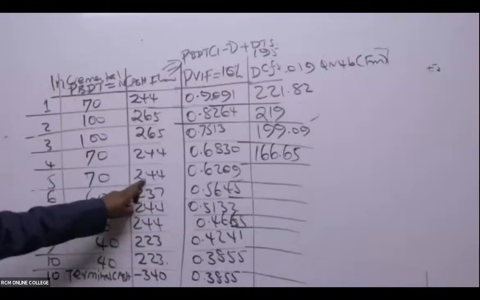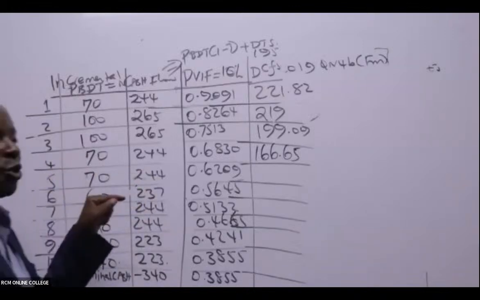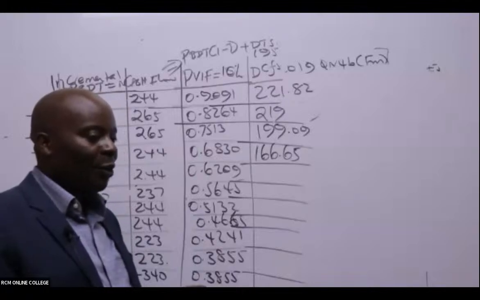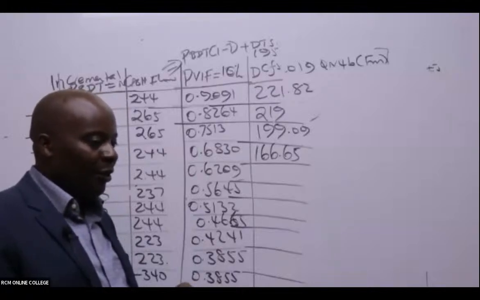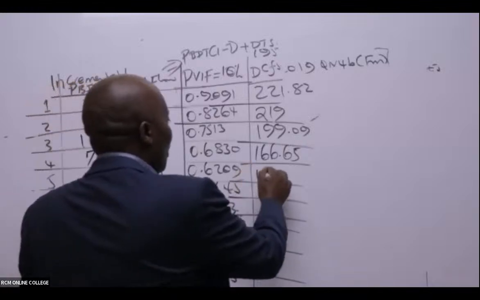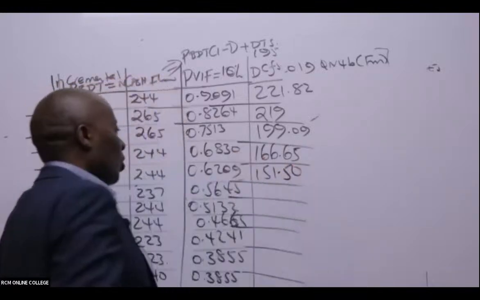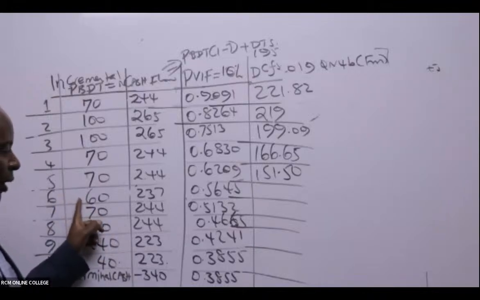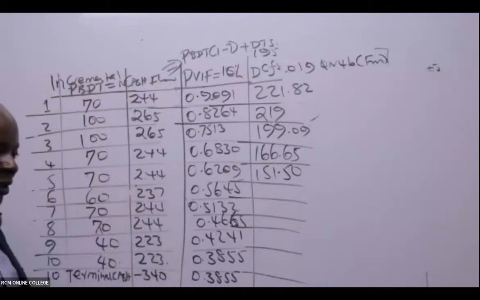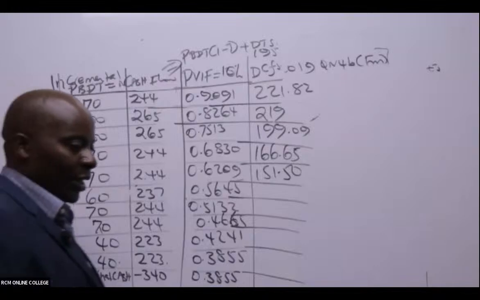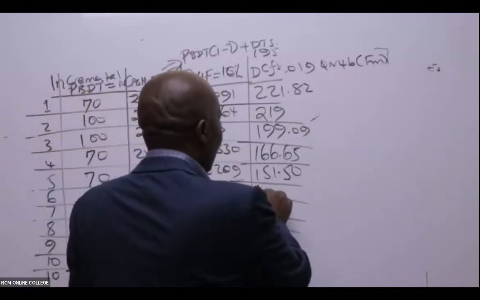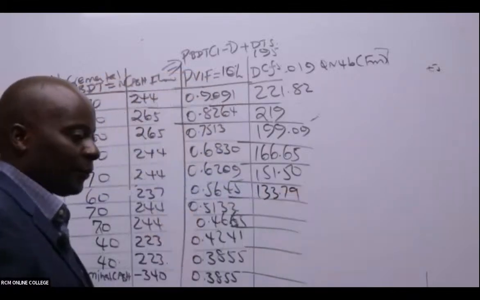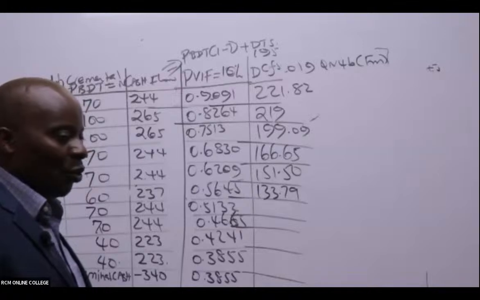Now we are taking this 244 times 0.6209. Most ninjas are not giving me numbers. 151.50. Then you go to year number 6. Year number 6, you're taking this and this. Year number 6, 133.79. Then we take 244 times this.